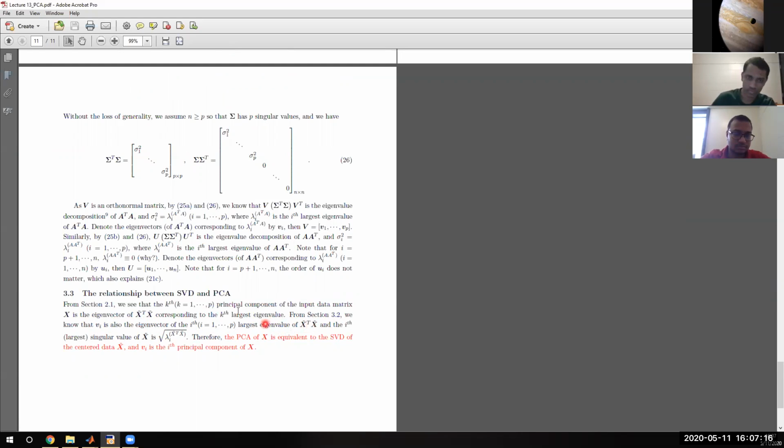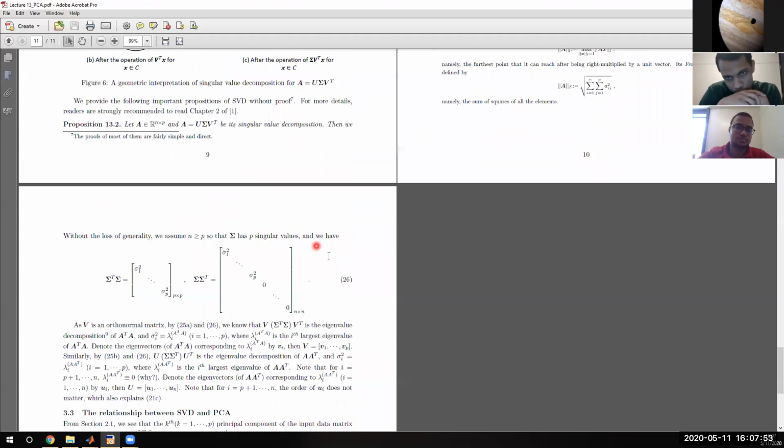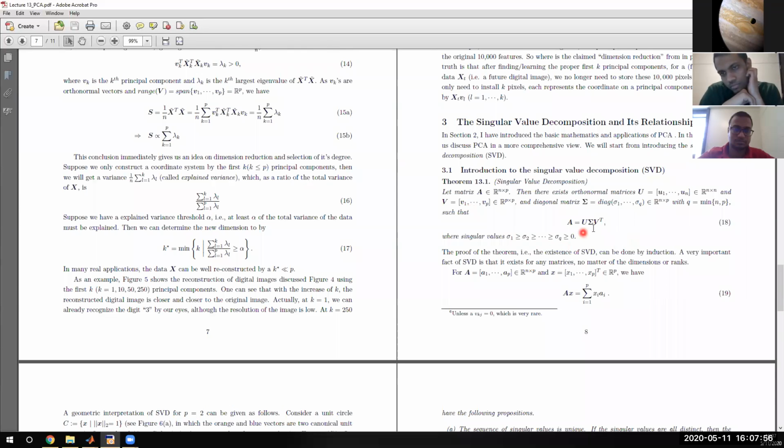That means they're the same. See it? The kth principal component versus the kth eigenvector corresponding to the largest eigenvalue of this. Hence, PCA of X is equivalent to the SVD of the centered data X tilde, and V_i is the ith principal component of X. This V_i is the V from the singular value decomposition. Where is it? This V.